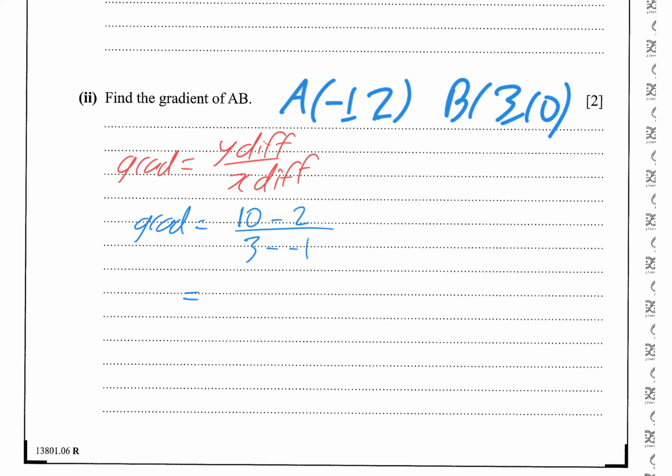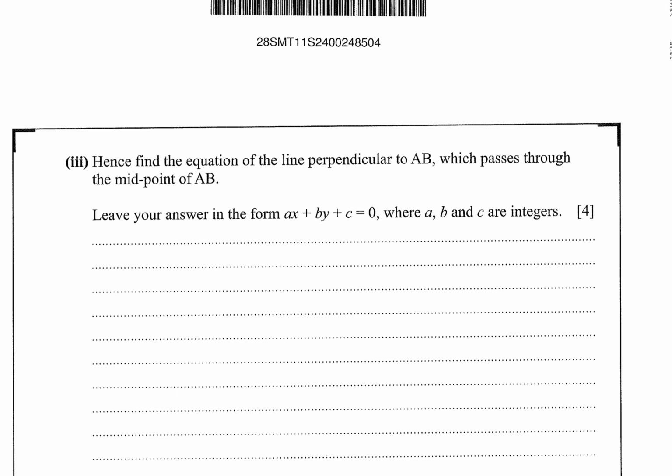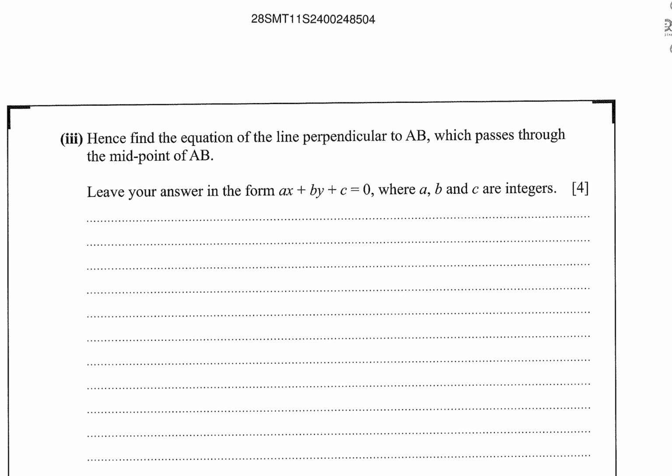I would just write it in that way all the time. That's going to be 8 over 3 plus 1, so it's 8 over 4. So my gradient is equal to 2. Now it says, hence find the equation of the line perpendicular to AB. So it's perpendicular, so the gradient is the negative reciprocal of 2, so it's negative 1/2.